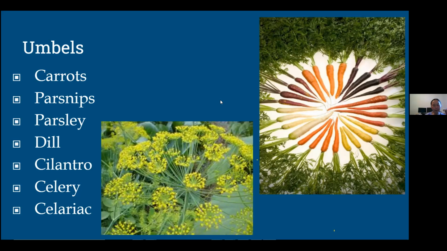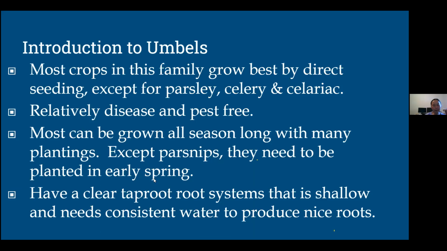All right, now we can move on to umbels. This family makes up the carrots, parsnips, parsley, dill, cilantro, celery, celeriac. Introduction to umbels. Most of these crops grow best by direct seeding, except for parsley, celery, and celeriac. They're relatively disease and pest free, and most can be grown all season long with multiple plantings, except the parsnips. They will need to be planted in the early spring, and then you will be harvesting those in the fall.